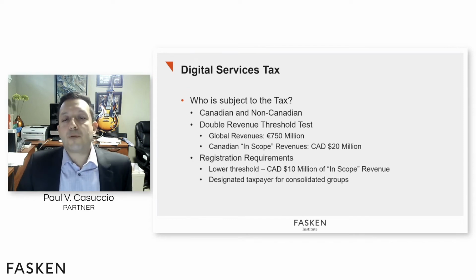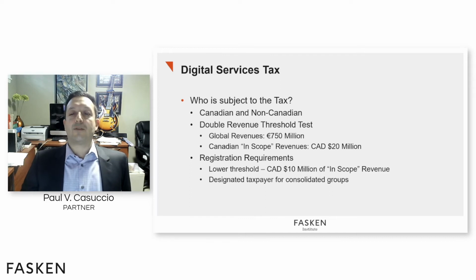Thank you. So before we talk specifics about the tax itself, let's first talk about who might be subject to the tax. So this is a tax on both Canadian and non-Canadian entities, but certainly not on all such entities. There's a fairly significant double revenue threshold test. Both parts of this test need to be satisfied before an entity is going to be subject to the tax. First, the entity has to have global revenues in excess of 750 million euro. And in addition to the global revenue threshold, the entity also has what's called in-scope revenues in Canada that are in excess of 20 million Canadian dollars.